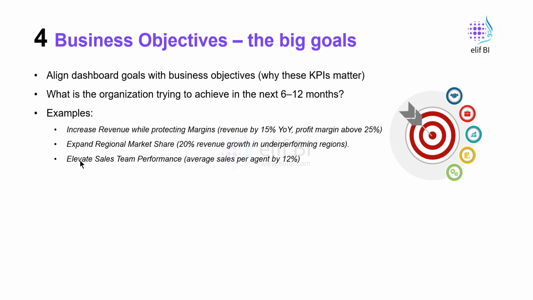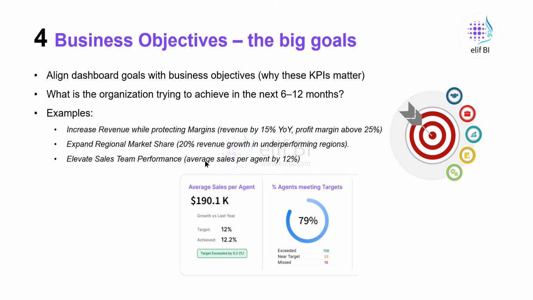The third one could be something like elevate the sales team performance. So here we want to increase the average sales per agent by 12%, and it would create a stronger, more consistent sales force, not just dependent on the top performers.